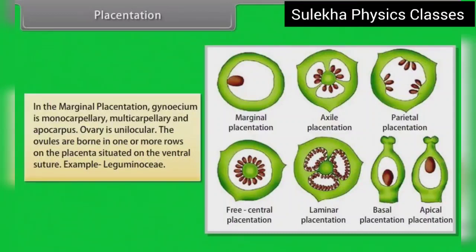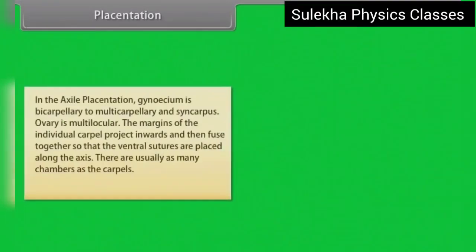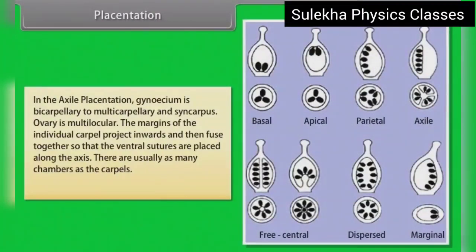Example: Leguminosae. In the axile placentation, gynoecium is bicarpellary to multicarpellary and syncarpous. Ovary is multilocular. The margins of the individual carpels project inwards and then fuse together so that the ventral sutures are placed along the axis. There are usually as many chambers as the carpels.